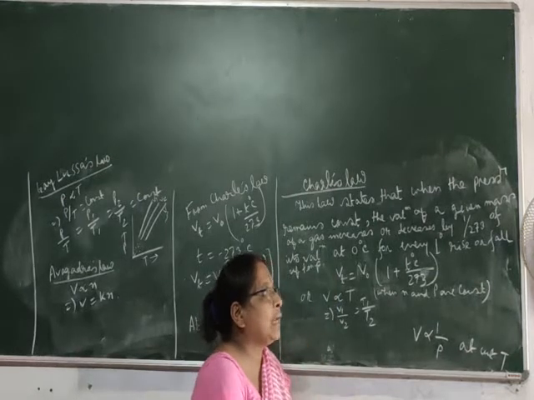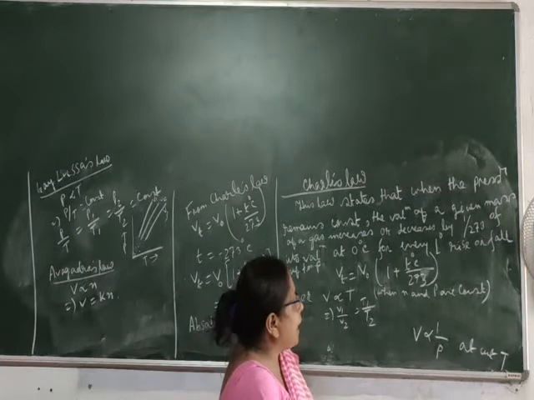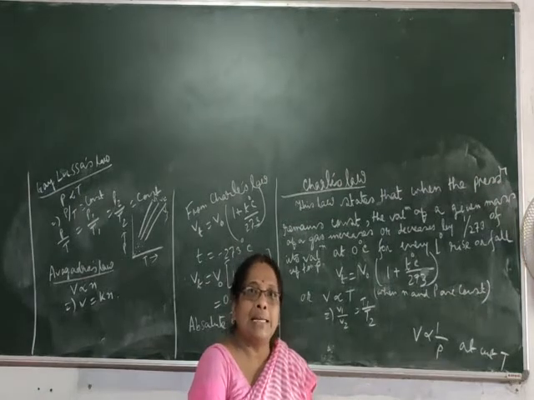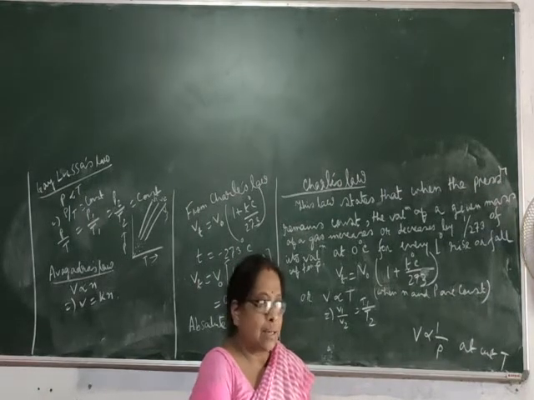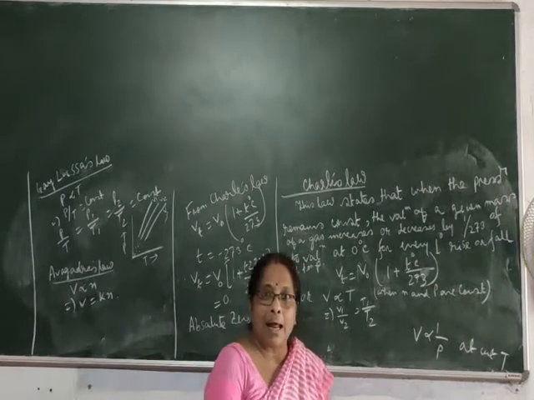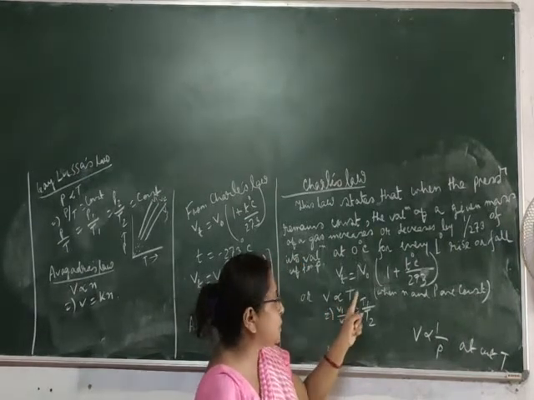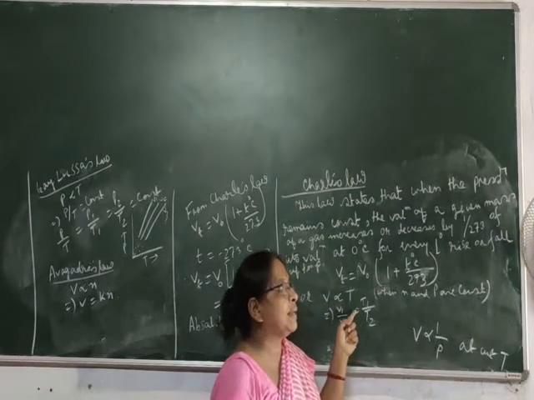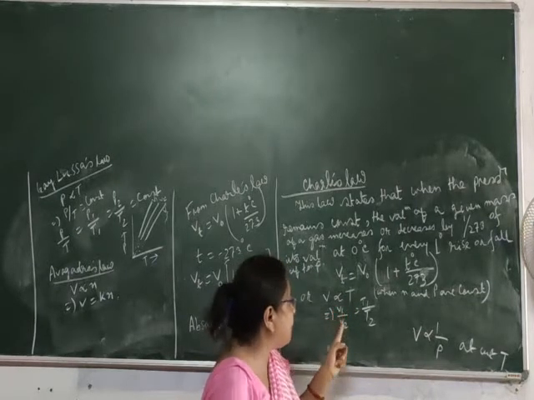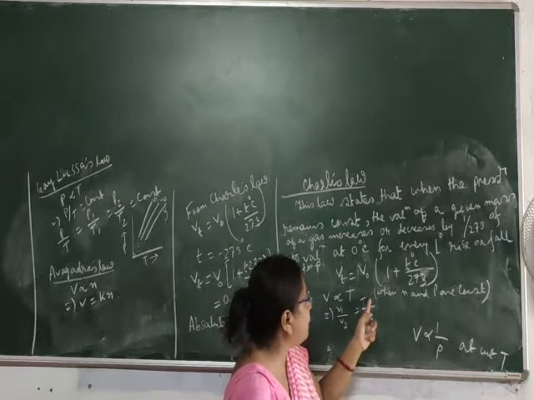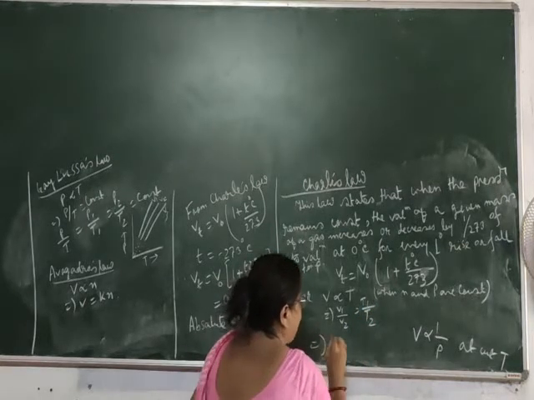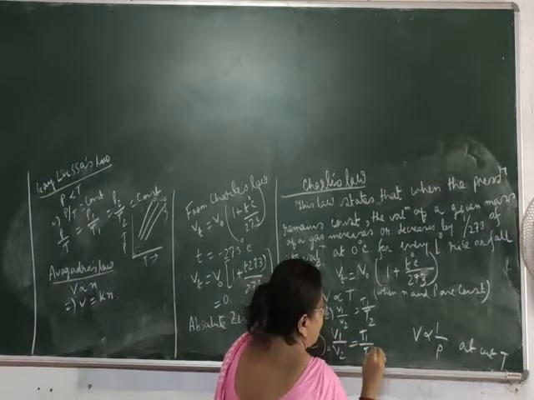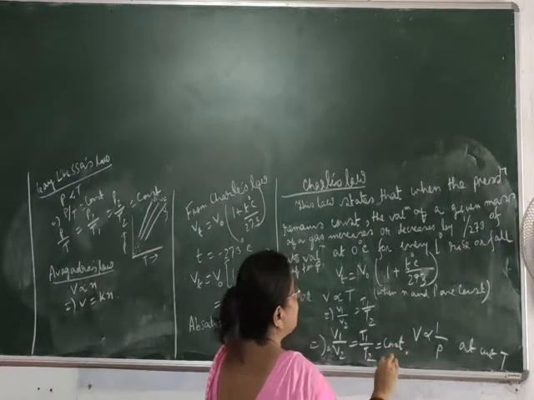In another way, we can also explain Charles' law: at constant pressure, volume of a given mass of a gas is directly proportional to temperature. So mathematically, we can write V is directly proportional to T. So from this, we can write V1 by V2 is equal to T1 by T2, is equal to constant. So this is our Charles' law.